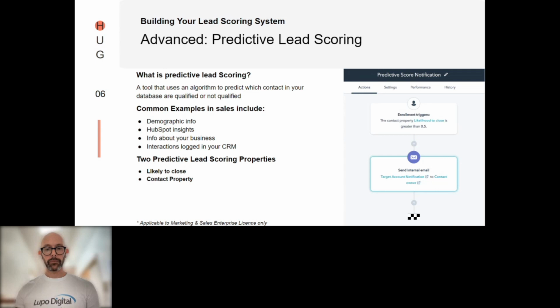And then this second property called contact property, this is a ranking of contacts evenly distributed into tiers based on their likelihood to close. So those options include very high, high, medium, low, and closed one, which means you've already converted them into a customer. And obviously where very high is most likely to close and low is least likely to close. So that's just a little bit of info about predictive lead scoring.